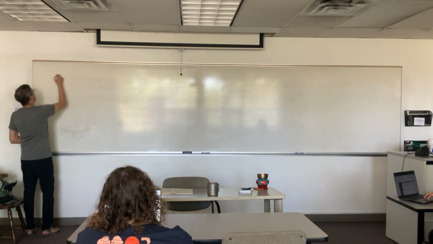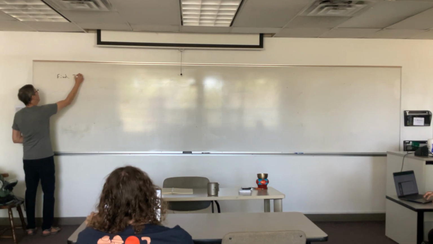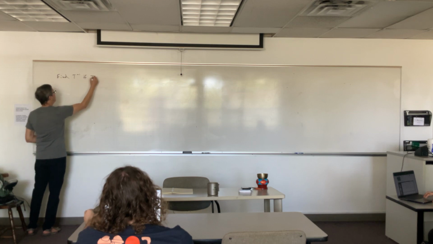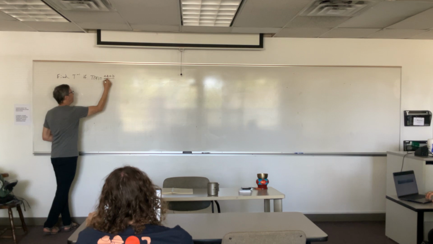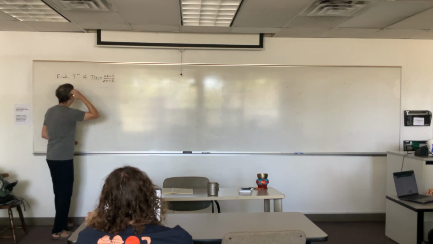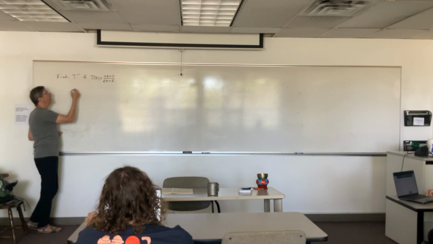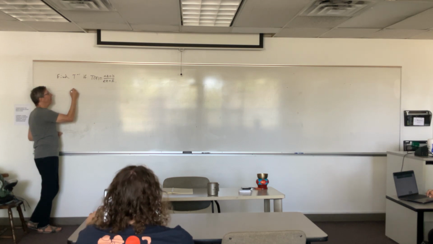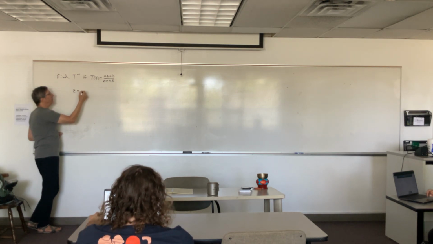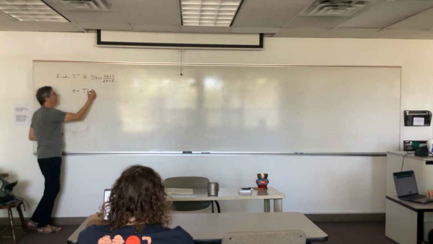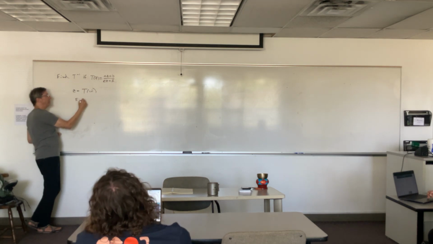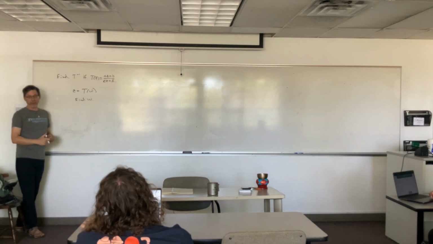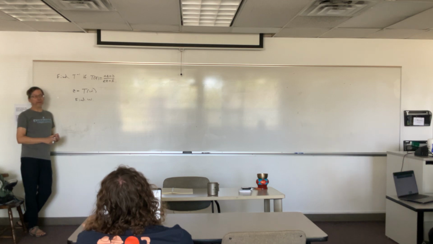So find T inverse if T is our classic bilinear transformation. And what I suggest you do here is to set up Z equals T of W and then solve for W. This is going to take some algebra. And it's not hard algebra, but like, you know, it'll take a little time and thought.